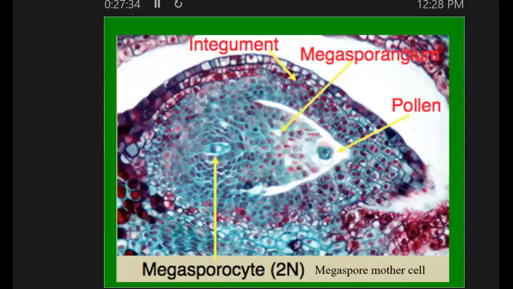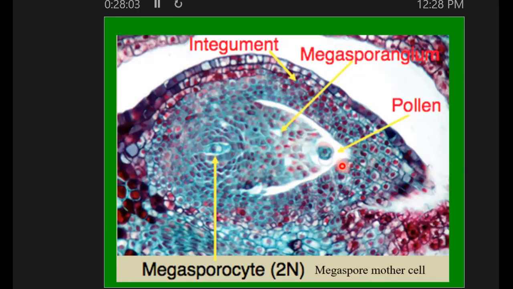So here is another picture with it all labeled, where you can see the integument surrounding all of it, and then the megasporangium, megaspore mother cell, and then the pollen grain. And you can see that the micropyle has sealed up. So that's after the pollen gets delivered, then that cone tissue will seal up like that. And that's a good thing because it's really now quite protective. It's a nice closed, cozy environment.